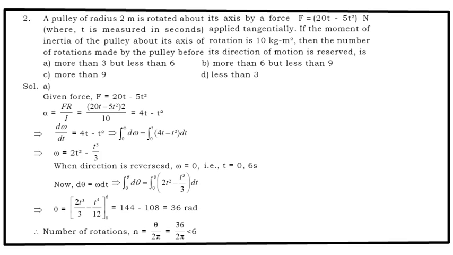So if I do that, I get two roots for the above equation. That is t is equal to 0 or t is equal to 6 seconds. So now dθ is equal to ω into dt. ω is known to you, 2t² minus t³ by 3. If I integrate this expression from 0 to 6, I will get the angle turned by the pulley, and that angle turned θ is equal to 36 radians. So the number of revolutions is always angle turned upon 2π. Angle turned is 36, divided by 2 into π, it's obviously less than 6, right? So what's the option? Option is A.